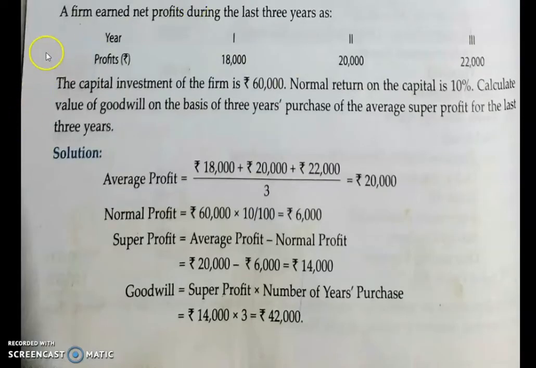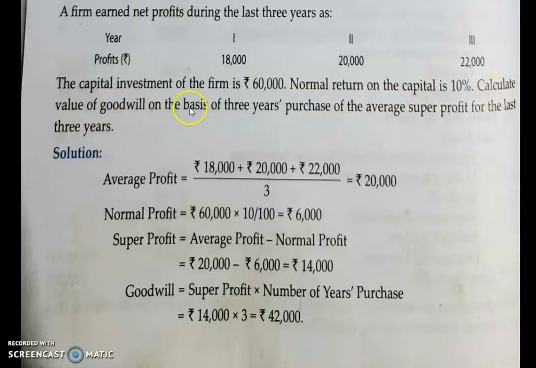Now let us do one problem. A firm earned net profit during the last 3 years. See, the last 3 years' profit is given to you. The capital investment of the firm is 60,000. See, capital employed or capital investment is given to you, so here there is no need of calculating it. Normal rate of return is 10%. Normal rate of return is also denoted by NRR.